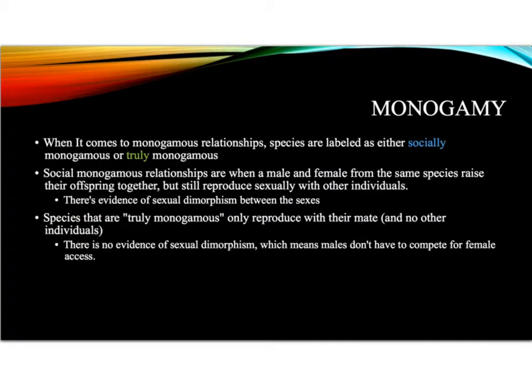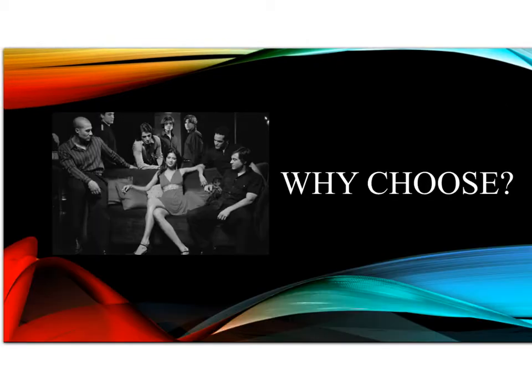Monogamy. When it comes to monogamous relationships, species are labeled as either socially monogamous or truly monogamous. Social monogamous relationships are when a male and female from the same species raise their offspring together but still reproduce sexually with other individuals. There's evidence of sexual dimorphism between the sexes. Species that are truly monogamous only reproduce with their mates and no other individuals. There is no evidence of sexual dimorphism, which means males don't have to compete for female access.